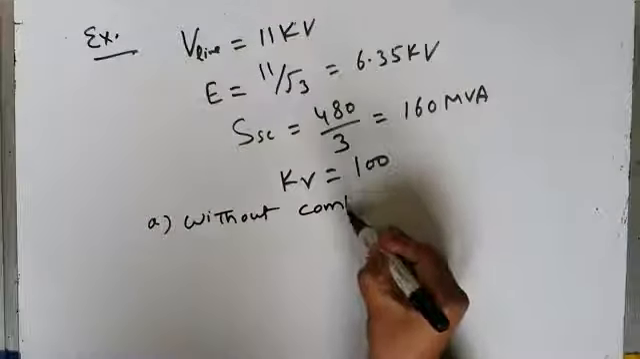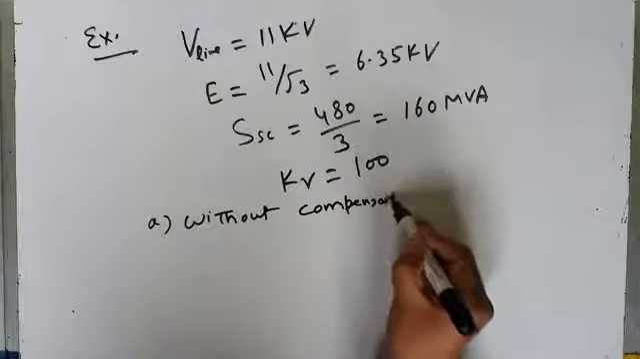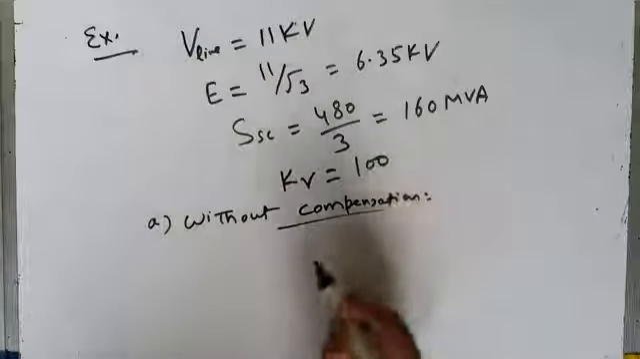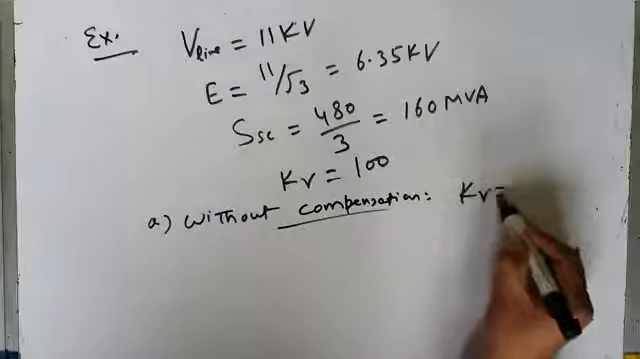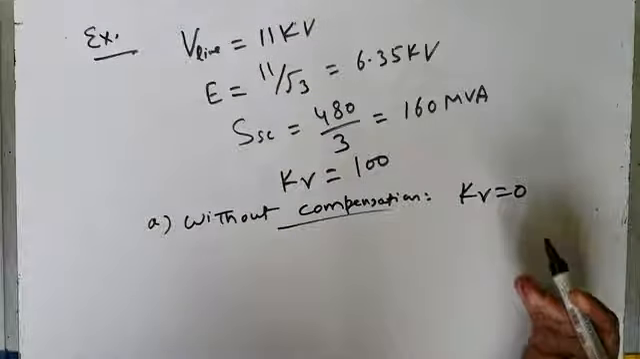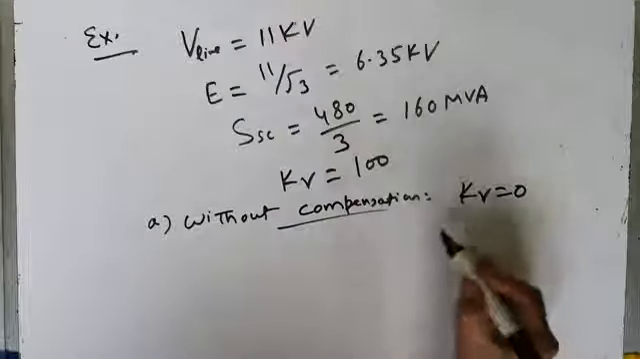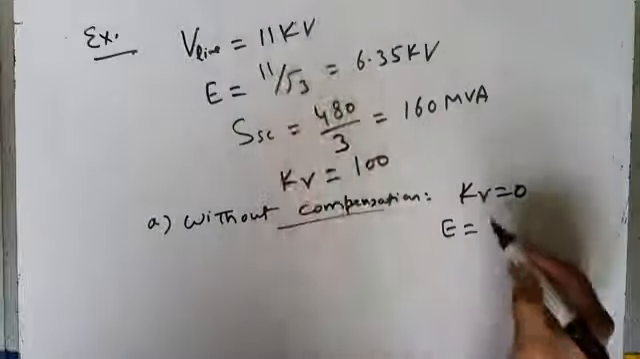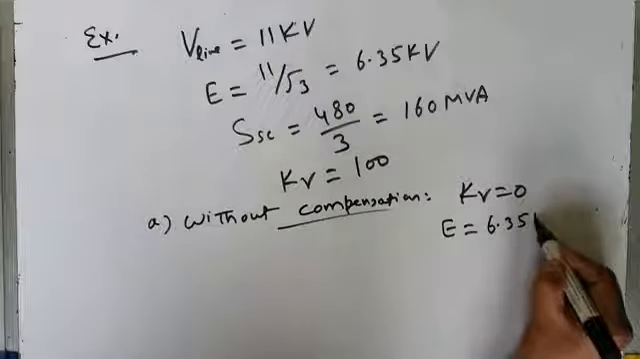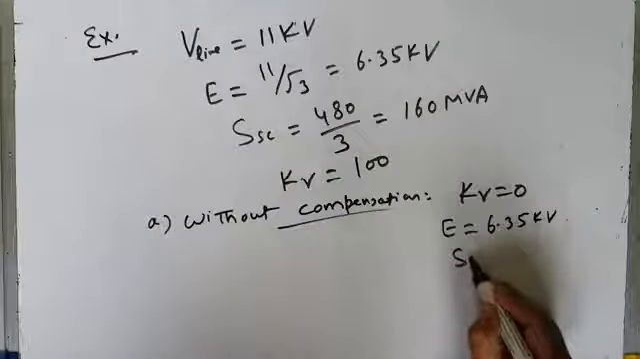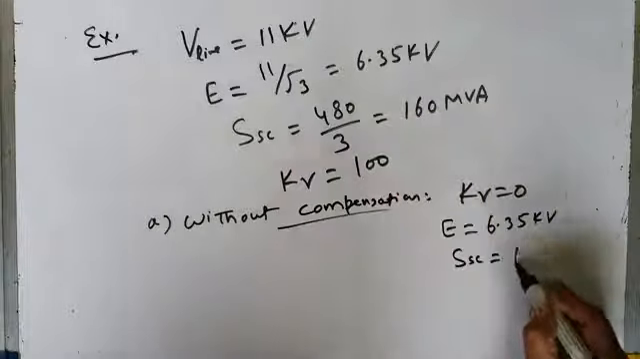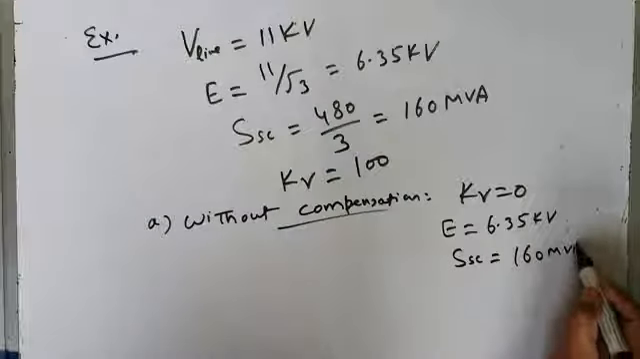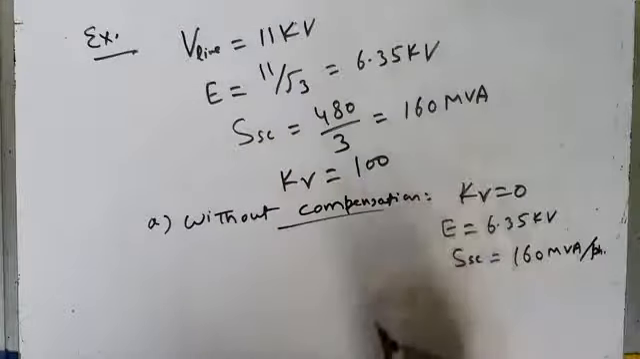Let us go for without compensator, or without compensation. Without compensation, K gamma is equal to 0 because there is no compensator. So gain is 0. E I have already calculated, 6.35 kV. Short circuit power is 160 MVA per phase. It's already calculated by us.